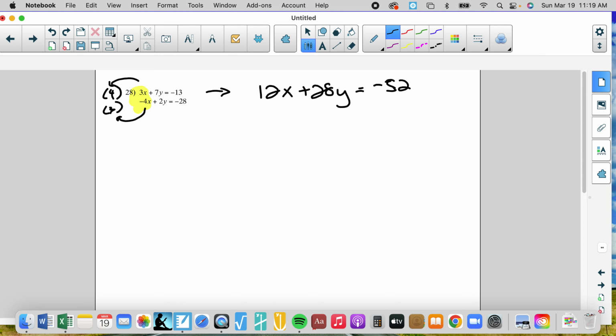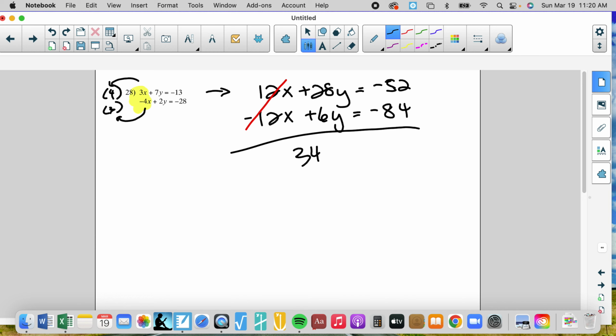Multiply everything by positive 3 gives me negative 12x plus 6y equals negative 84. I'm doing this in my head, so I may be incorrect. That's why we're going to check. 12, 14, 34y equals negative 136. Divide by 34. We got some big numbers here.